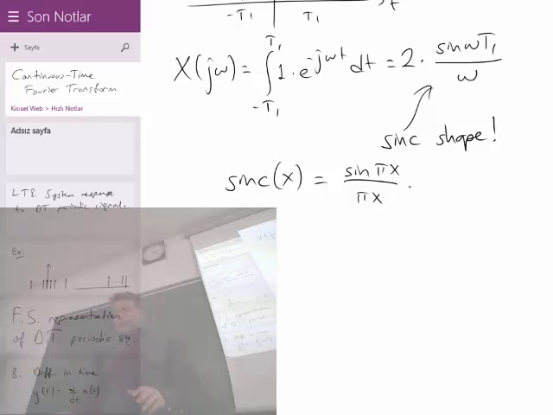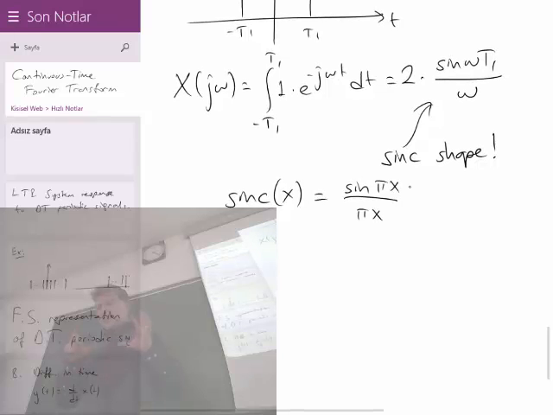But now let's forget about the name. How does it look, and where does it make a zero crossing, etc.? That is the point that you have to be careful about. Let's focus on what happens at omega equals 0. We have 2 times sine of omega T1 over omega. What is the value of this at omega equals 0?